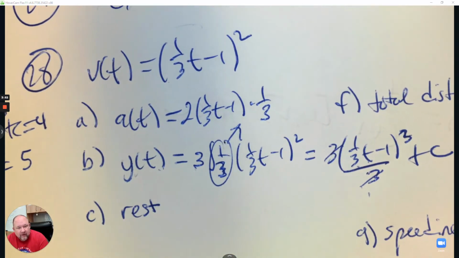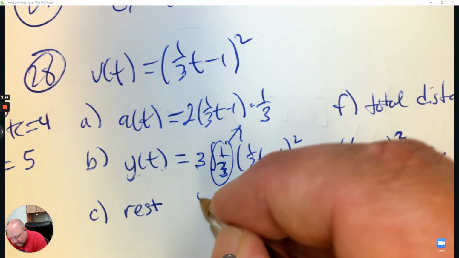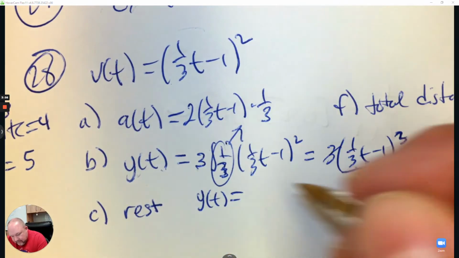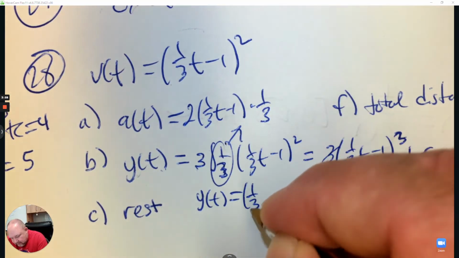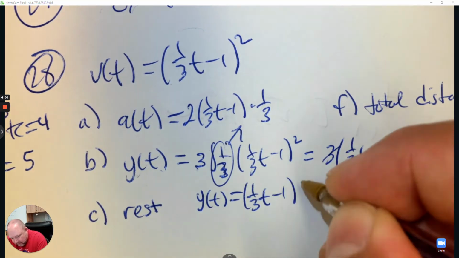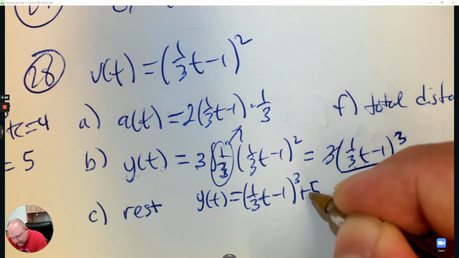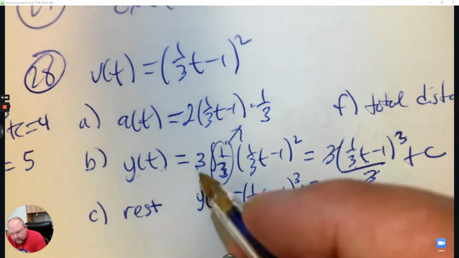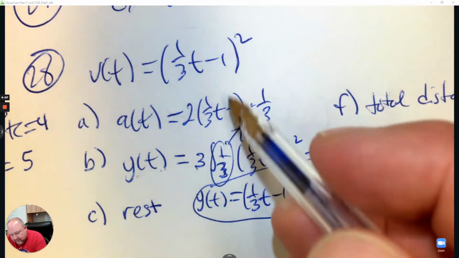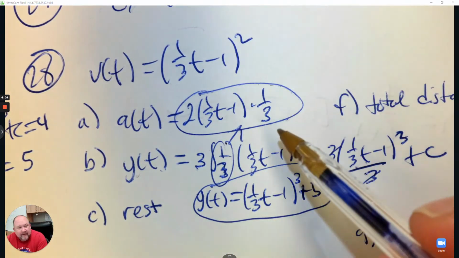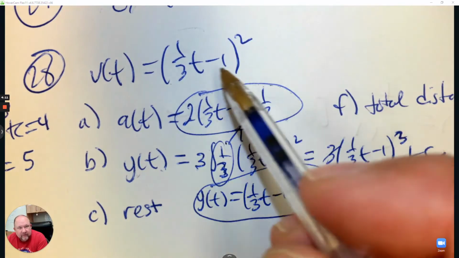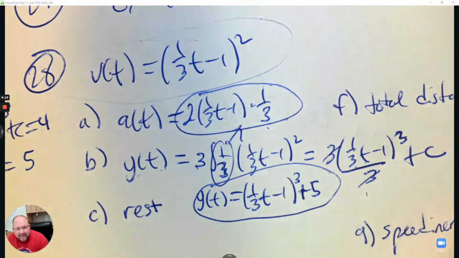So if I put this all together, you would have 1/3 (t minus 1) cubed plus 5. So there's the position equation. There's the acceleration. And we could also write that as 2/3. And then there's the velocity.